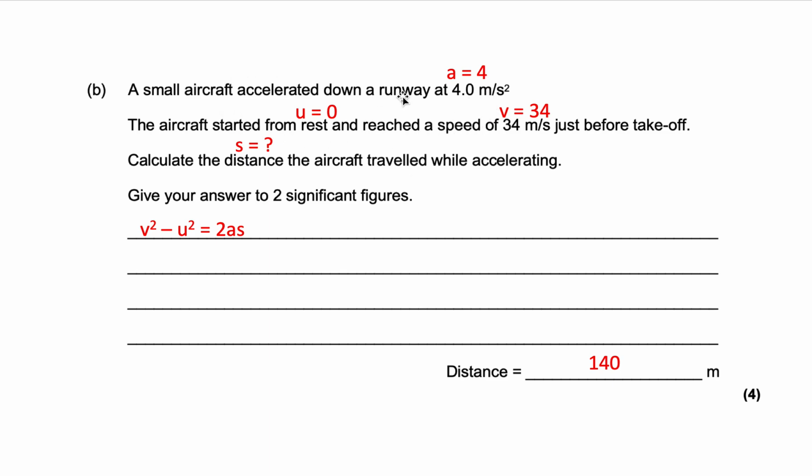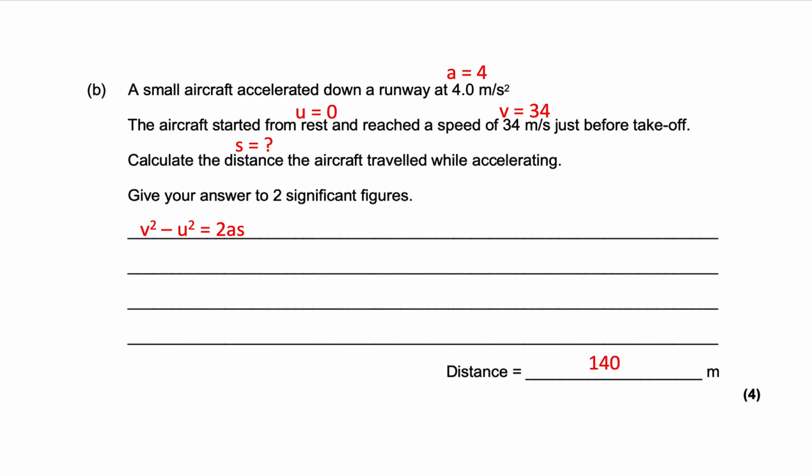So we need to work out what the values are we've been given. Acceleration, we can recognise meters per second squared is the standard unit for acceleration. So that value of 4 is a. Starts from rest. So start means initial. Rest means not moving. So initial speed u is 0. And reaches a speed. Meters per second tells us it's a speed. Reaches it tells us it's the final one. So that's v equals 34. And distance, s, is what it's asked us to calculate.